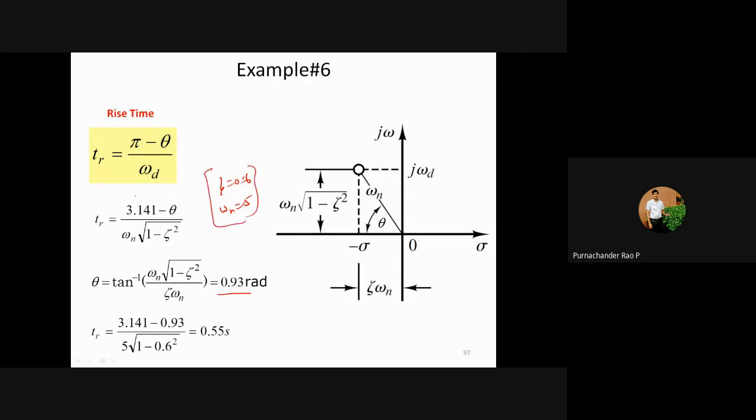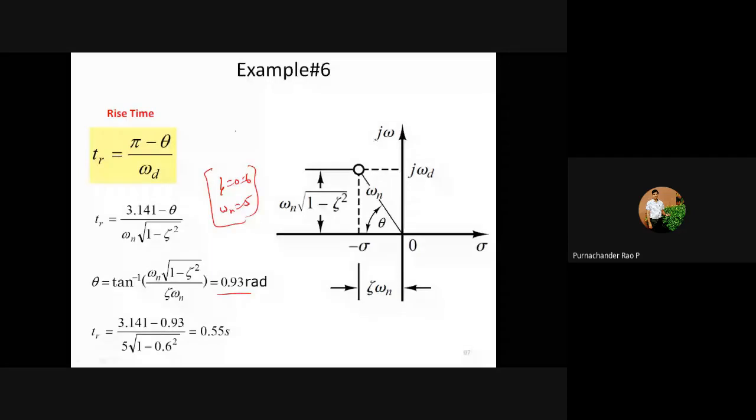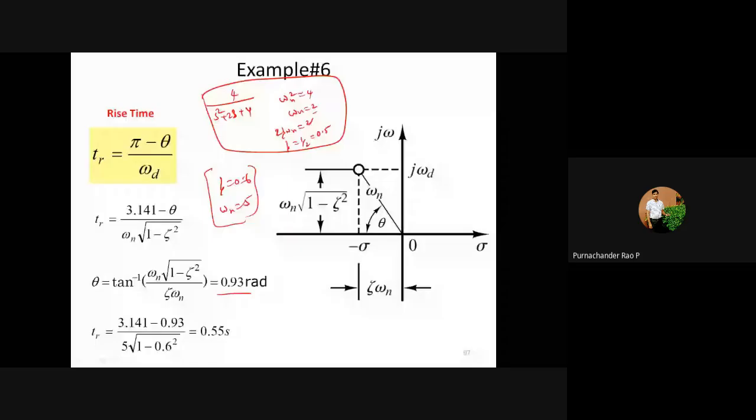Normally they will give you something like 4 by s square plus 2s plus 4. Here omega n square is equal to 4, so omega n is equal to 2. Then 2 zeta omega n is equal to 2, so the 2 cancels out and zeta is equal to 1 by 2, so this is going to be 0.5. For any given system, this is the way of finding zeta and omega n.